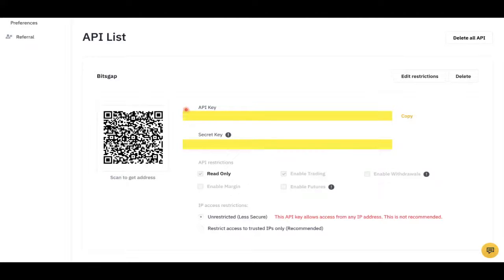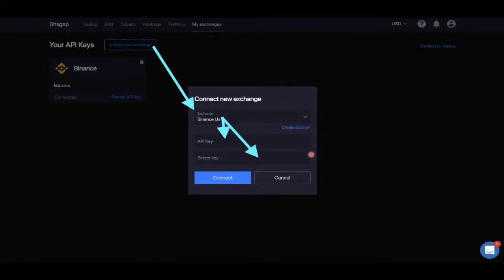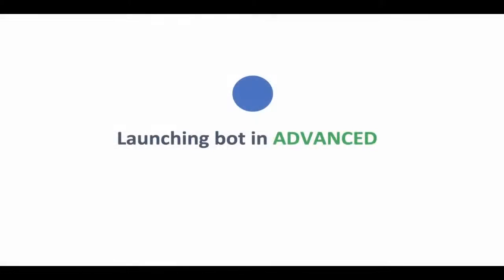So when you create the API key, you only enable reading and enable trading. You don't enable withdrawals, you don't enable margin trades, you don't enable futures. So you have full control over your funds, and you just let Bitsgap execute trades on your behalf based on the configuration that you launched in the bot or in the smart trade that we have. As simple as that.